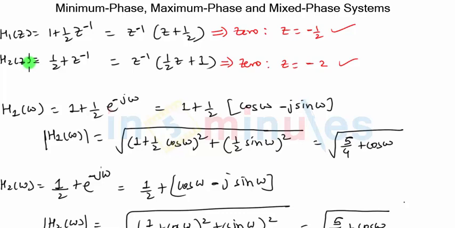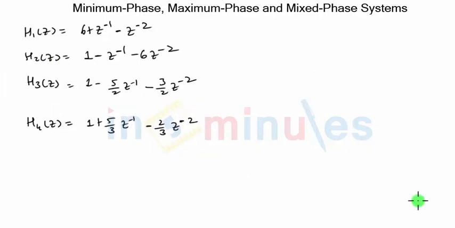So let us now look at a few system functions and find out whether they represent minimum, maximum or mixed phase systems. I've considered a few system functions. All these are FIR systems. We have to categorize them into minimum, maximum and mixed phase systems. As we just discussed in the various definitions, all we have to do is find out the zeros.